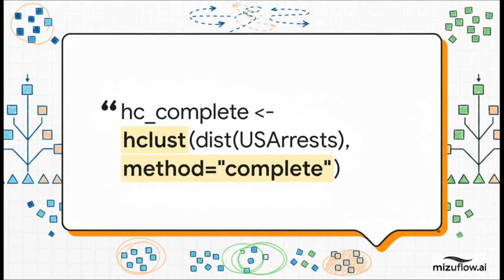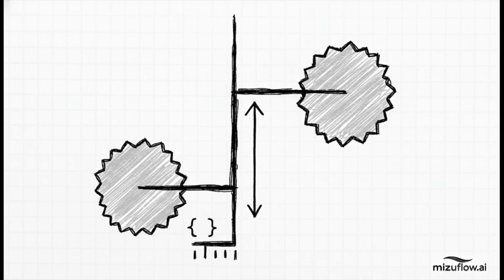We're just telling R to figure out the distances between all the points and then build that tree structure for us. And this is what it gives you, this fantastic visual called a dendrogram. Honestly, just think of it as a family tree for your data. Way down at the bottom, every state is its own little leaf. As you move up the chart, branches start to merge.